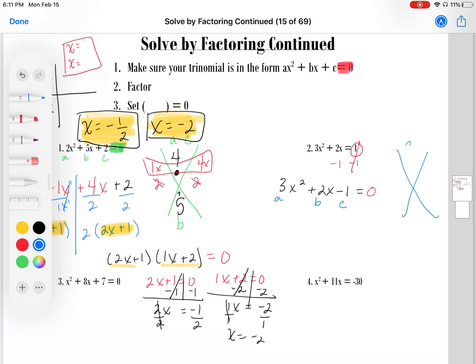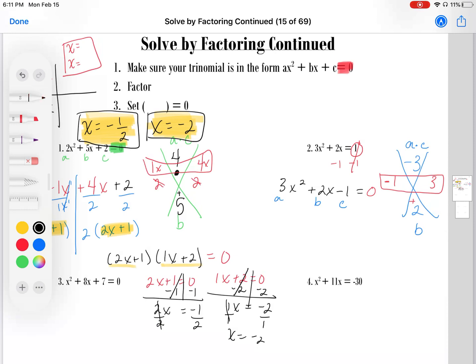To factor, I need an a times c on the top and a b on the bottom. A times c is the number negative 3. B is the number positive 2. What multiplies to make 3? A 1 and a 3. It's negative though, which means I have to have one negative in these factors. Negative 1 and a positive 3 would add to make the number positive 2.